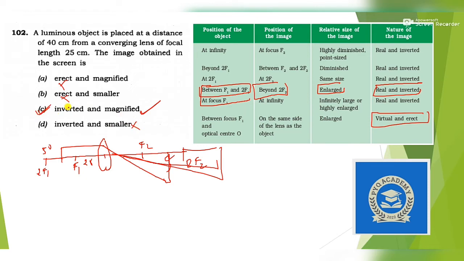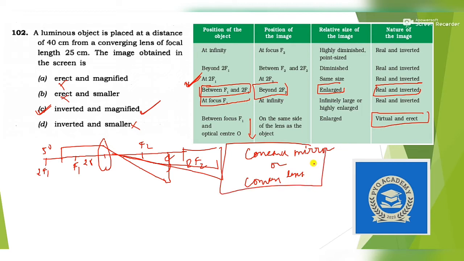You need to remember this table. It is a very important table, and by learning just this, you can also solve the questions for a concave mirror. Okay, because for a concave mirror or convex lens, the position of image with respect to object is the same.